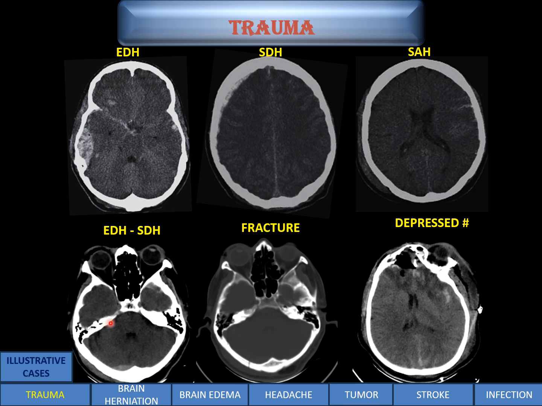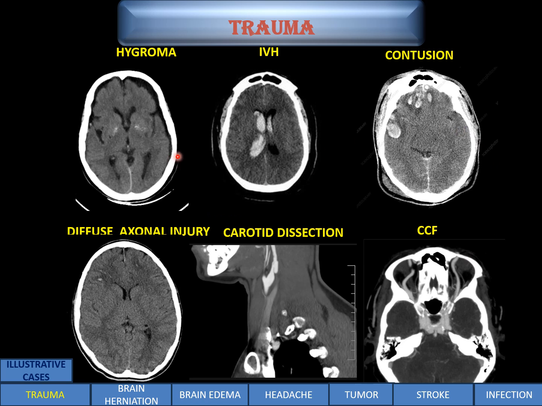This is the same patient. Again, when we put a bone window, we are able to see that there is a fracture line which is seen in the occipital bone, which is not seen in the subdural window. So we need to change the windows to appreciate the different findings in the brain tissue. This is a depressed comminuted fracture which is seen here.